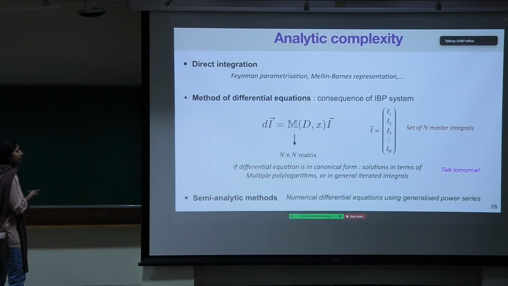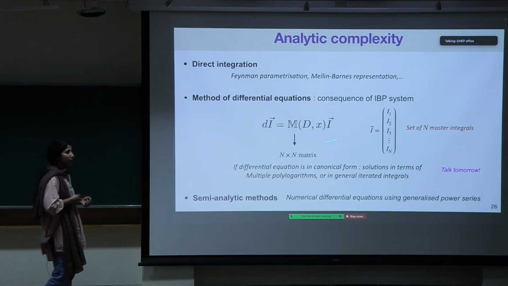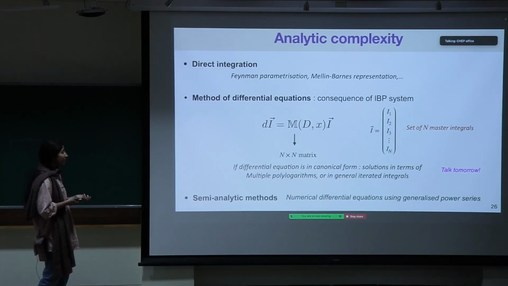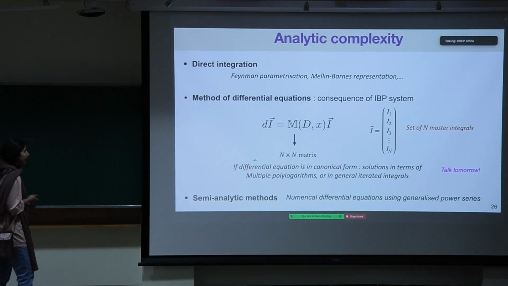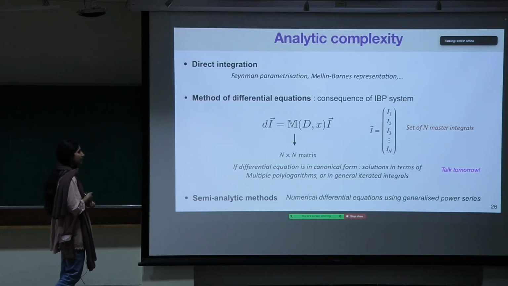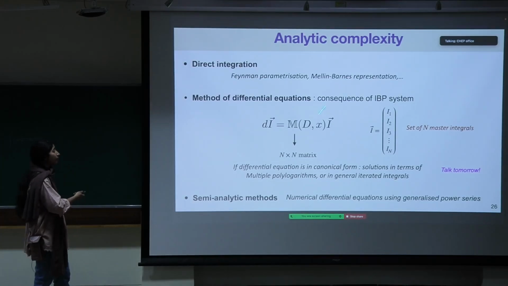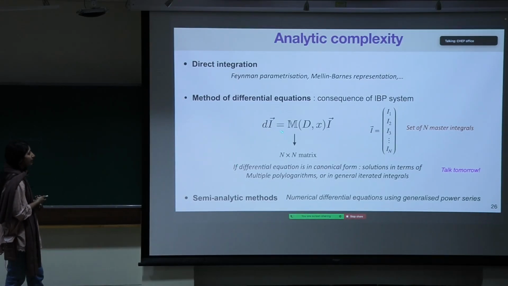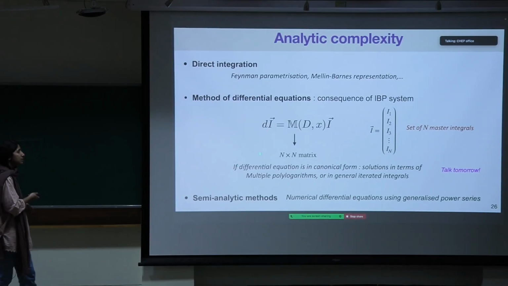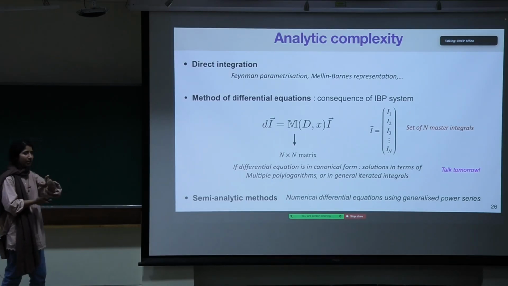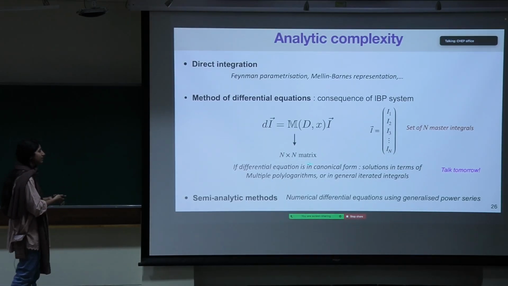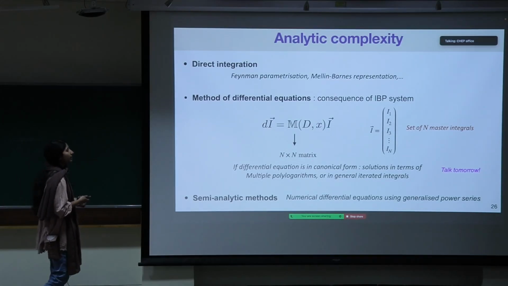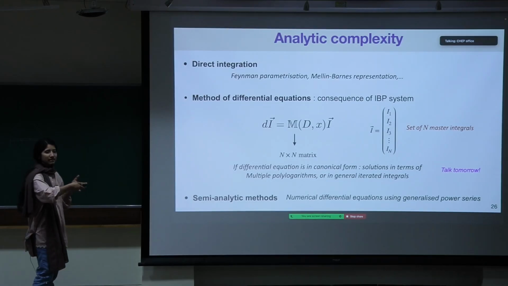direct integration methods using Feynman parameterization and so on. But when we go beyond some level, that is probably not a better representation. But it has been found recently that there is this method of differential equations, which is basically a consequence of the IBP system. What I meant is that if we take a derivative of this master integral with respect to our external kinematics, the momenta and external invariants, whatever integral we get, when we again do the IBP on that, it will come down to the same master integrals.